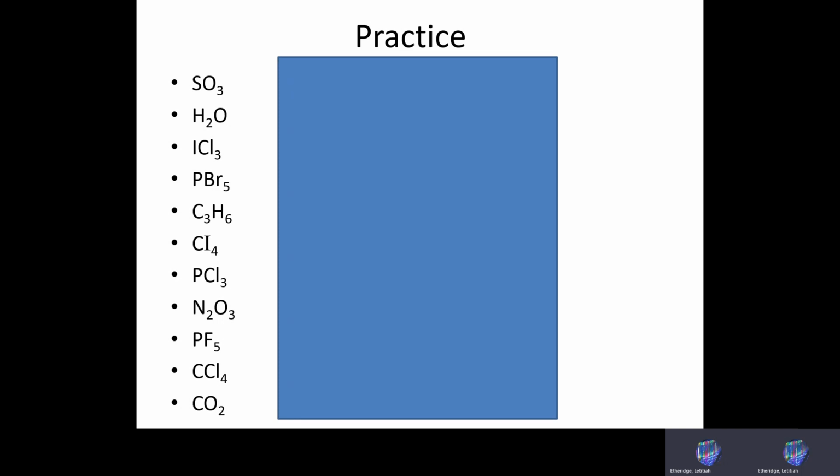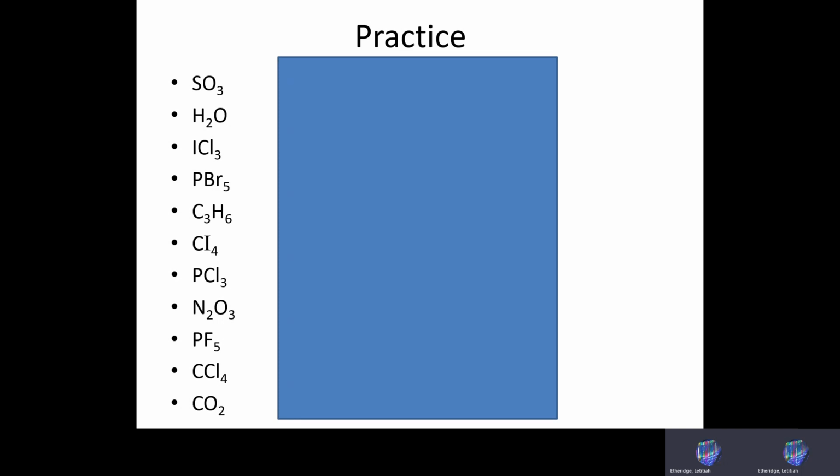We have ICl3. So remember, the first element only has 1. It does not require a prefix. The second one, the chlorine, has a 3. It requires a prefix all the time. That's tri.